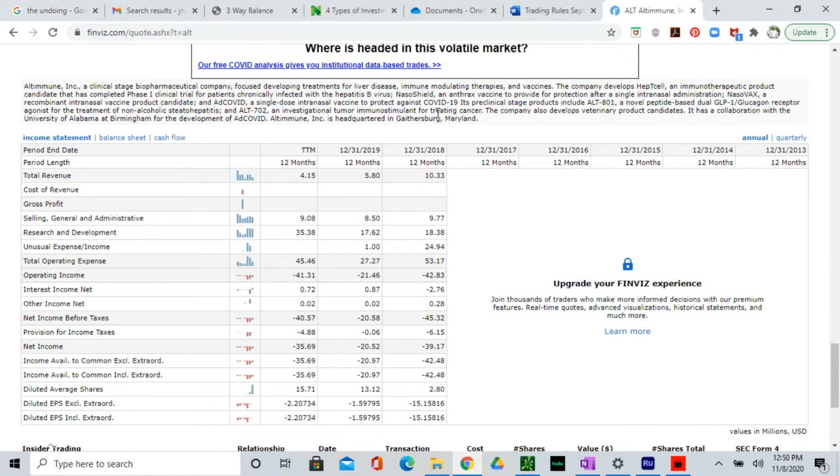And that was mentioned in the actual press release. So these are little things that you'll get to know of when it deals with the background of the company. That they have a novel peptide-based dual GLP-1 glucagon receptor agonist for the treatment of non-alcoholic steatohepatitis.